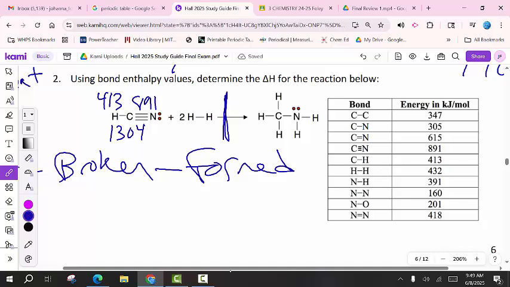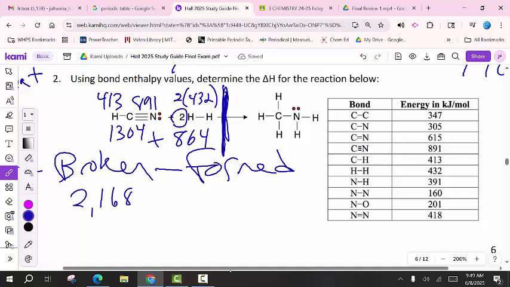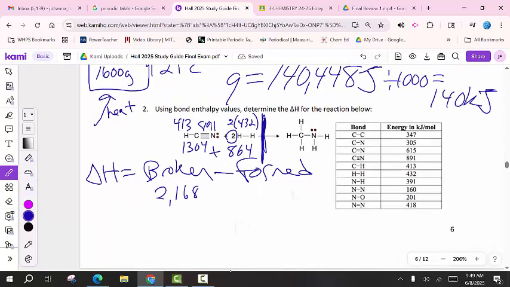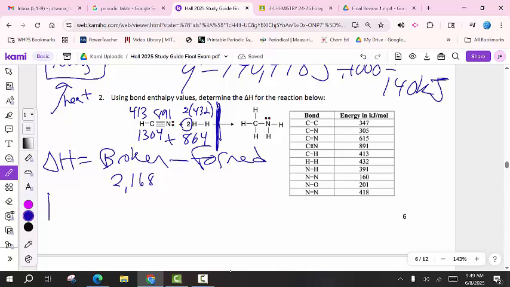And then H-H is 432, but there's a coefficient here. So we're going to do 2 times 432 because we're breaking two of the bonds. So 432 times 2 is 864. So those are the bonds that have to be broken on the left side. So I'm going to add those up together. So 1304 plus 864 adds up to 2,168. So if you remember the potential energy diagrams, that's the going up part. So it's going up 2168.